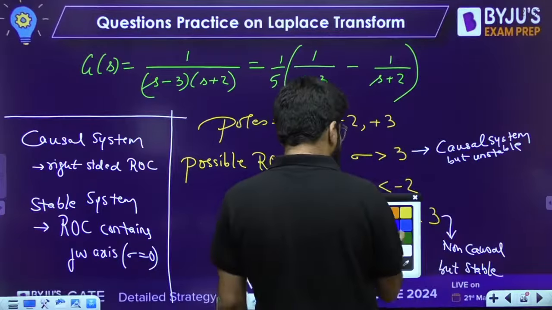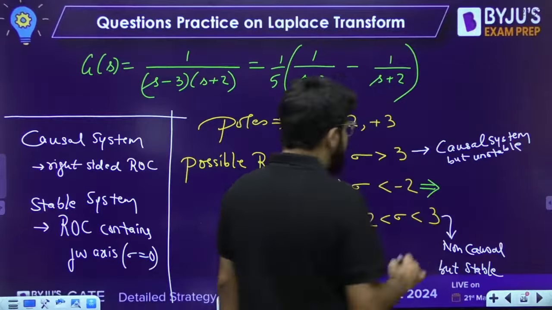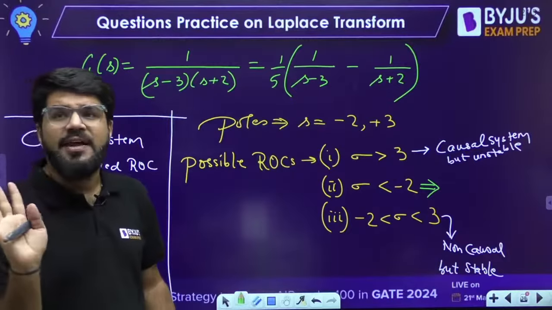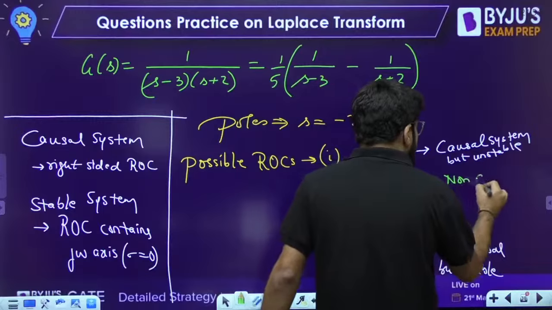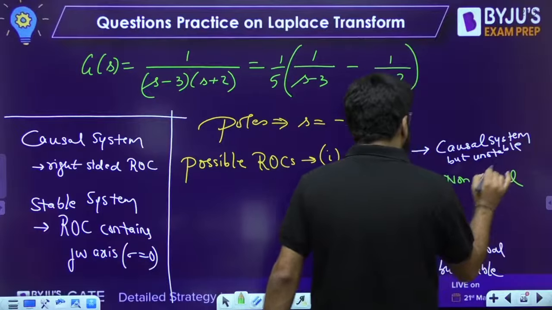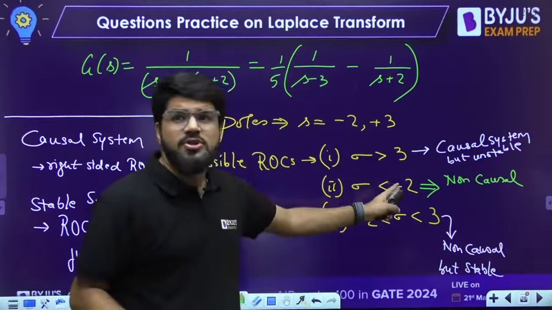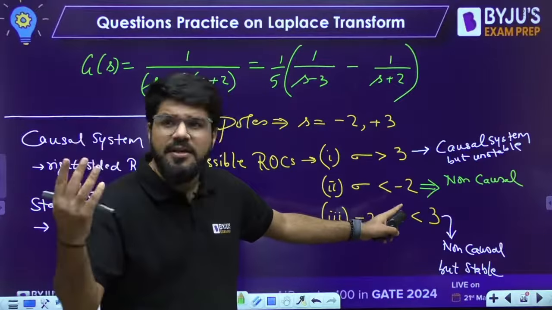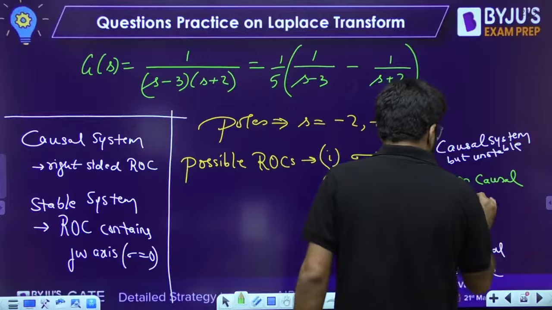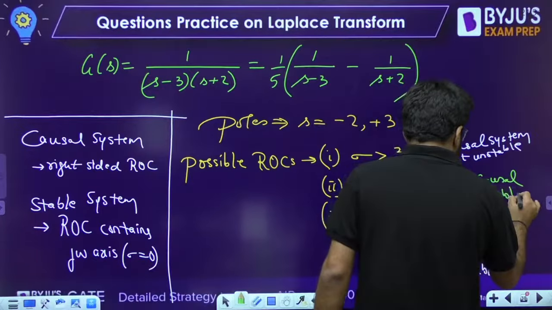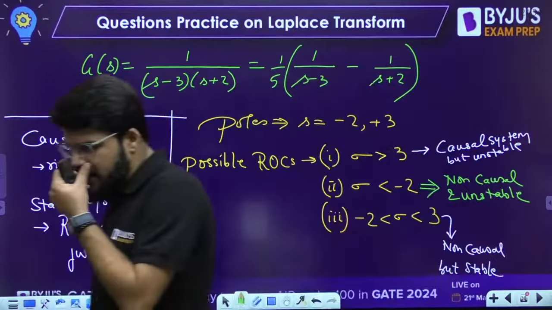Okay, let us come to the second one. Sigma less than -2 is left-sided, anti-causal. Let me just write it as non-causal for now. It is not causal, at least. Sigma is less than -2, so sigma can't be 0. It is less than -2, right? So it is unstable also.